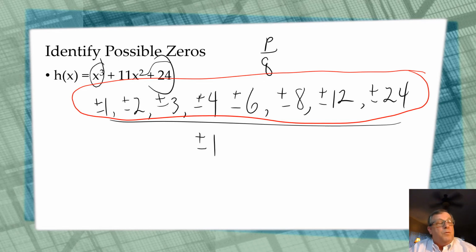Identifying all the possible real zeros using the rational zero theorem, which states that all the possible real zeros of any function can be found within a set of numbers that would equal all the factors of the constant divided by all the factors of the lead coefficient.